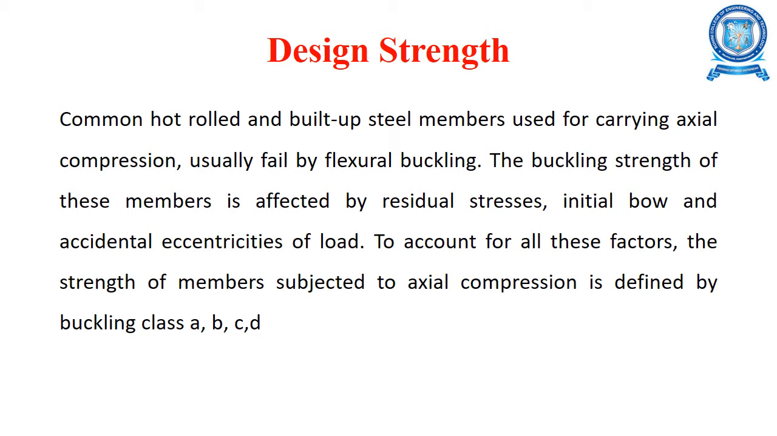Let us see about the design strength of the compression member. The common hot rolled and built up steel members used for carrying axial compression usually fail by flexural buckling. The buckling strength of these members is affected by residual stresses, initial bow and accidental eccentricity of the loads. To account for these factors, the strength of the member subjected to axial compression is defined by buckling class A, B, C and D.